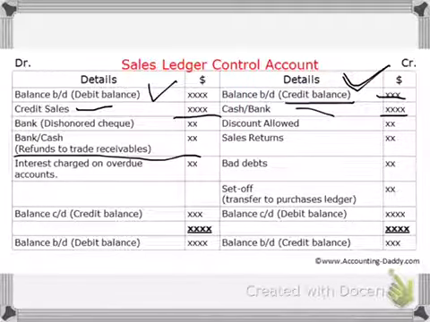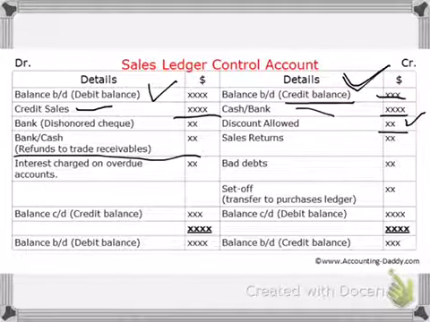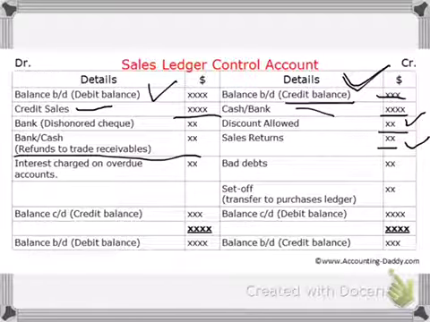Similarly, if you allow discounts to customers, discount allowed is an expense, it is recorded on the debit side, so the customer's account is credited. Sales returns once again are recorded on the debit side, but here in the customer's account it will be credited.